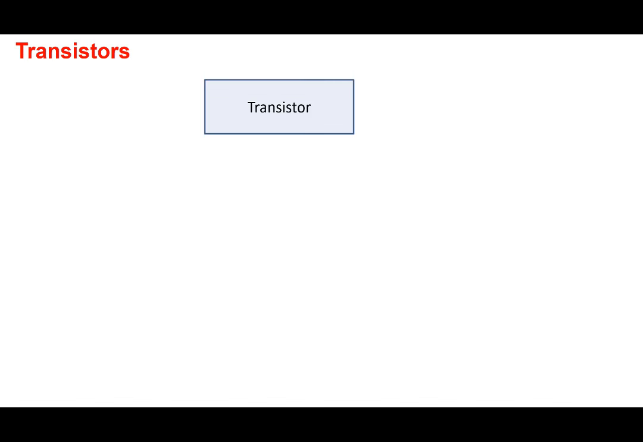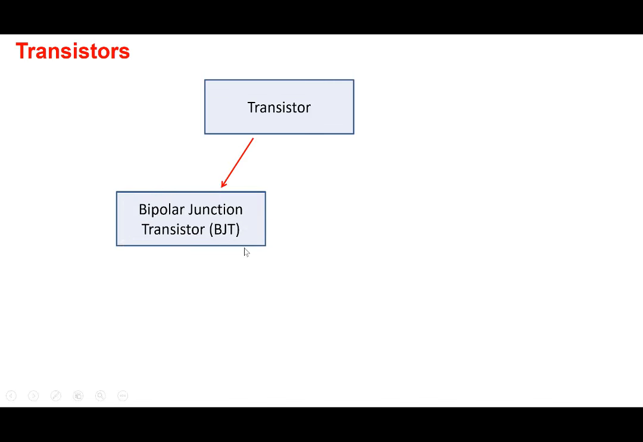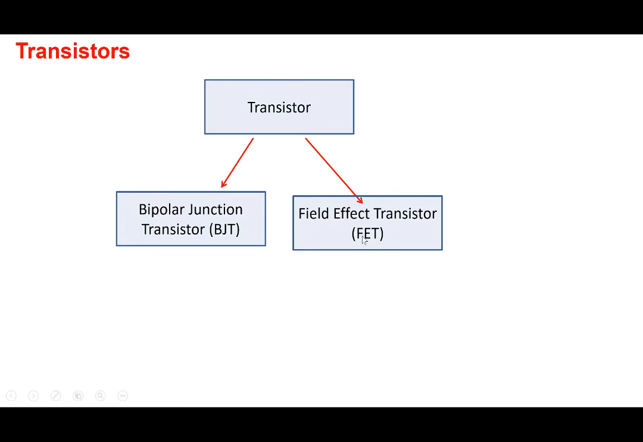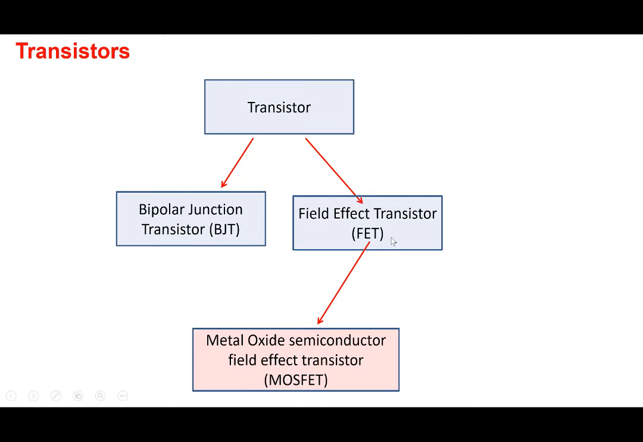Now, transistors are of various kinds. We just said that there's a bipolar junction transistor, and of course there's the other kind which is called the field effect transistor. Now, in field effect transistors also, there are many kinds. There is a MOSFET that we are going to look at briefly in the next couple of minutes. And besides bipolar and field effect, there are other kinds of transistors also.